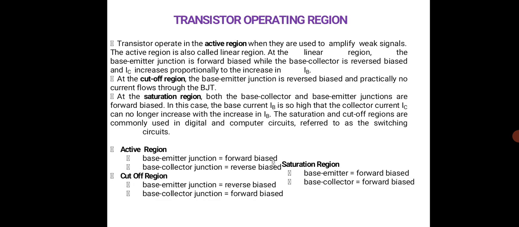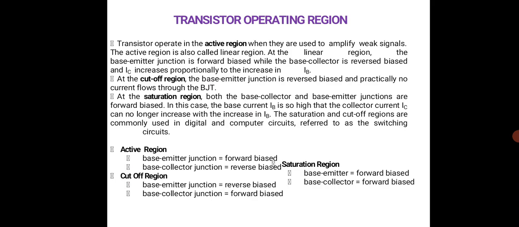And here in the saturation region, both the base-collector and the base-emitter are forward biased. In this case, base current will be so high that the collector current can no longer increase with the increase in IB. So it will have a maximum base current such that there cannot be any increase in the collector current.